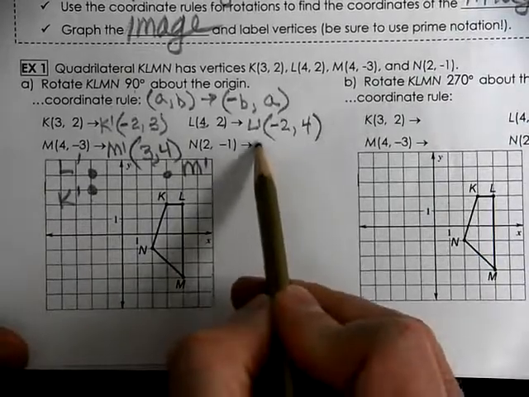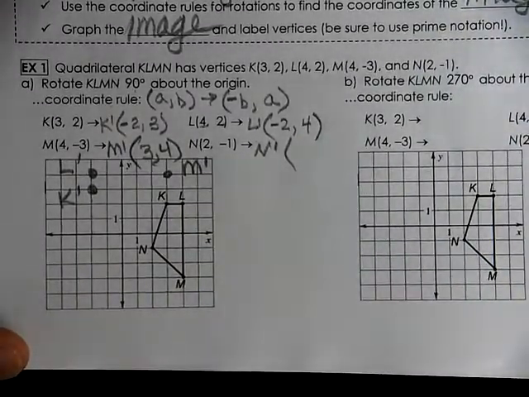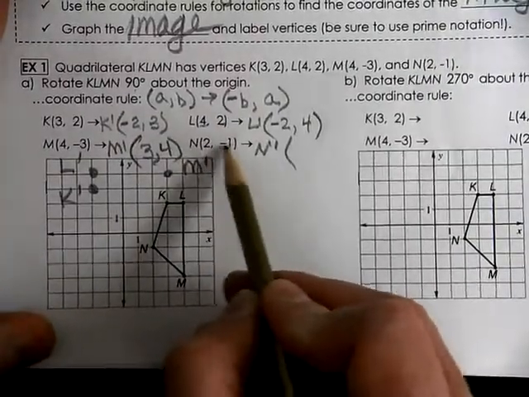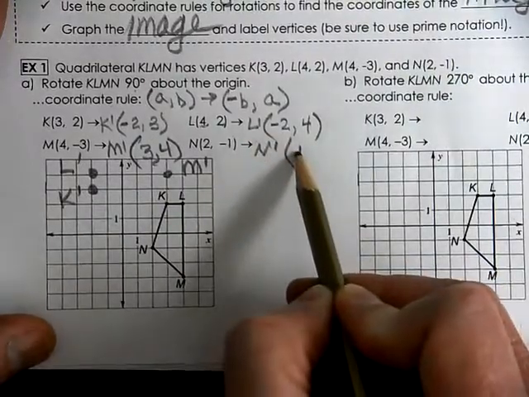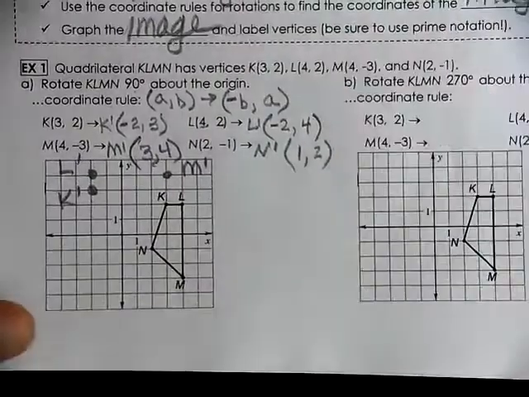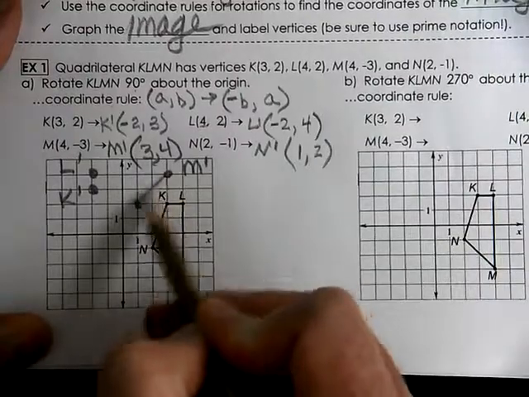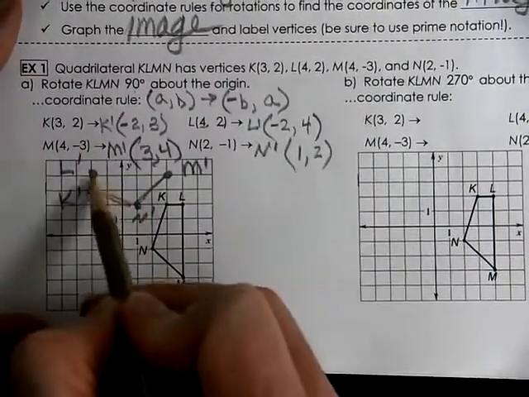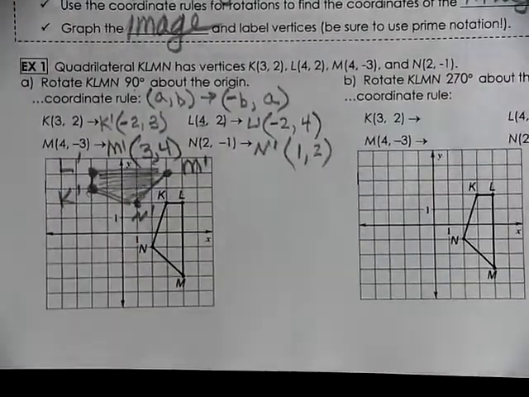And what's N prime going to be? Switch the numbers, change the one on the left, and keep the one on the right the same. So it's 1 to the right, 2 up. That is N prime. There it is.